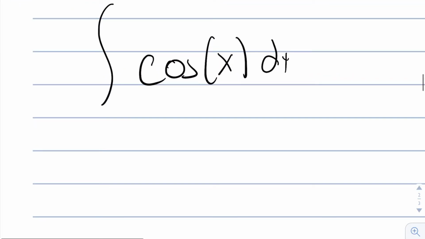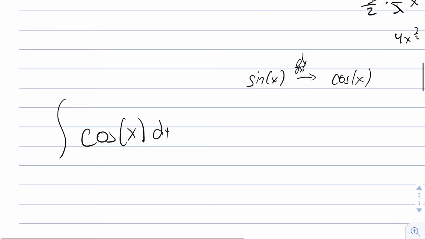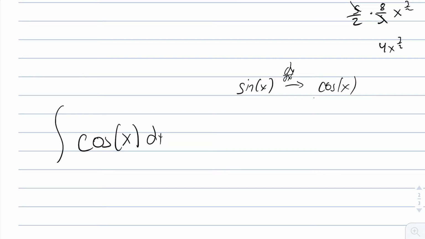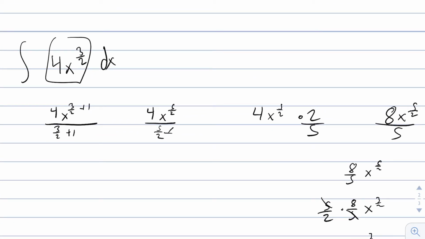And what about this one? Cosine. Well, we know that if we take the derivative of sine, we get cosine. This is one where we don't necessarily need to know the power rule. We can just say, oh, we know what the derivative of sine is, and it's cosine, so why don't we just go backwards? So the integral of this is just sine x plus c. Did I forget it? Yeah, I forgot it up here.